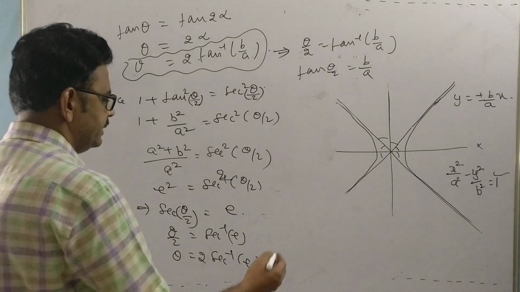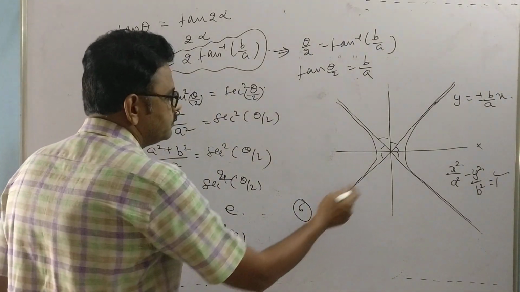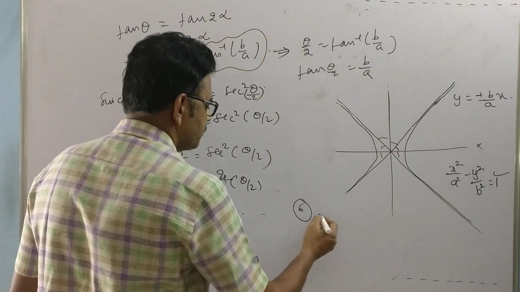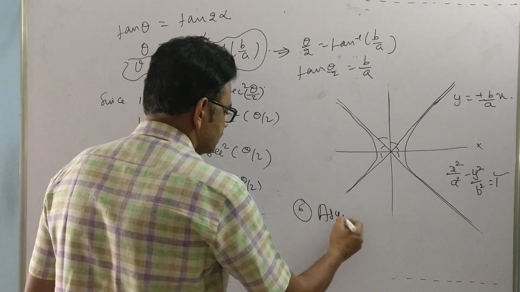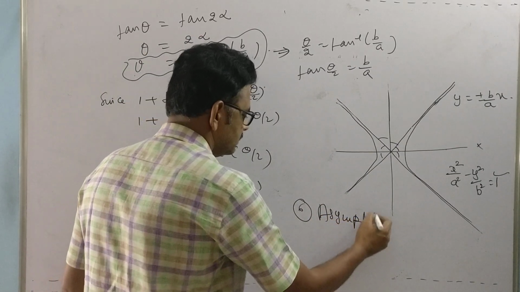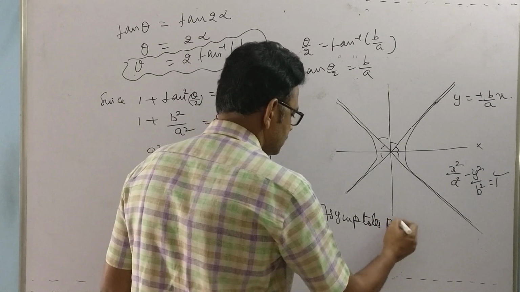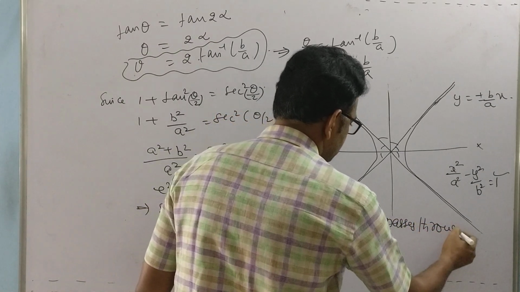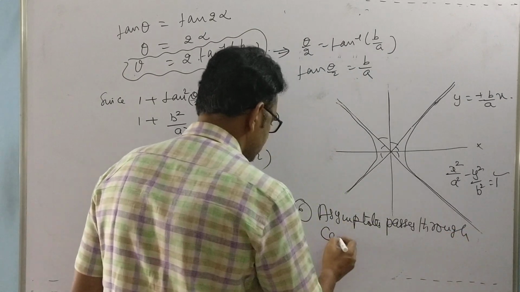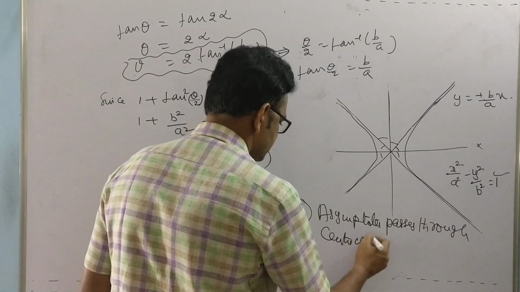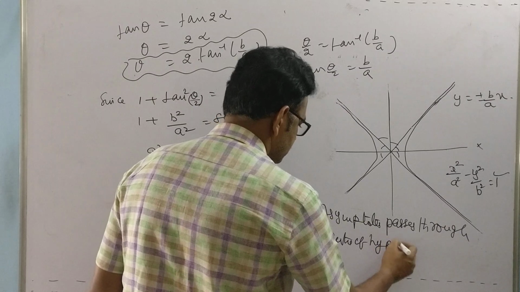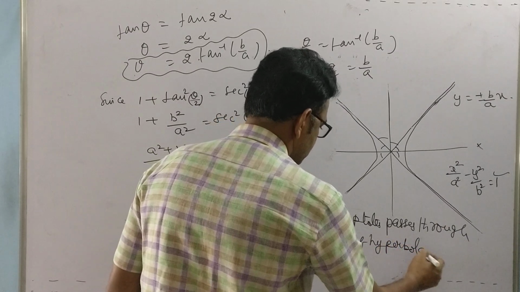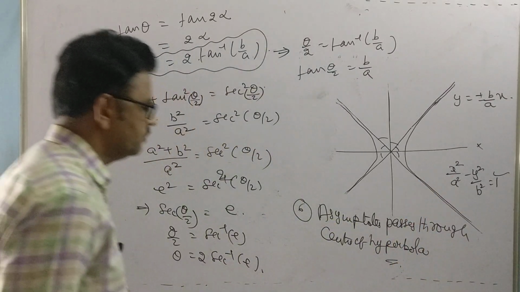And the next point, asymptotes pass through the center of the hyperbola. So this is one point.